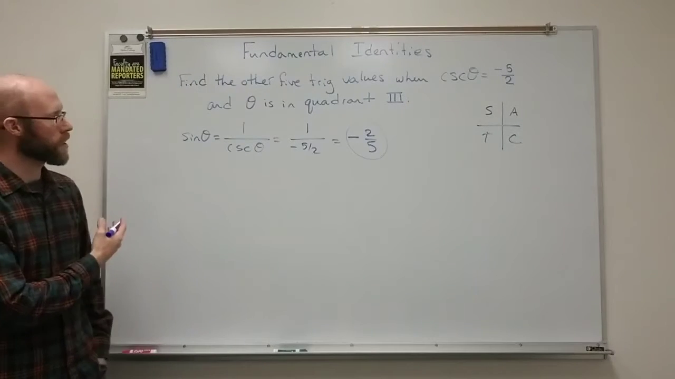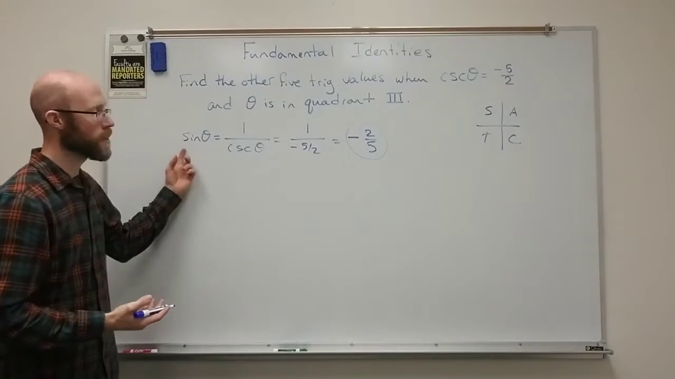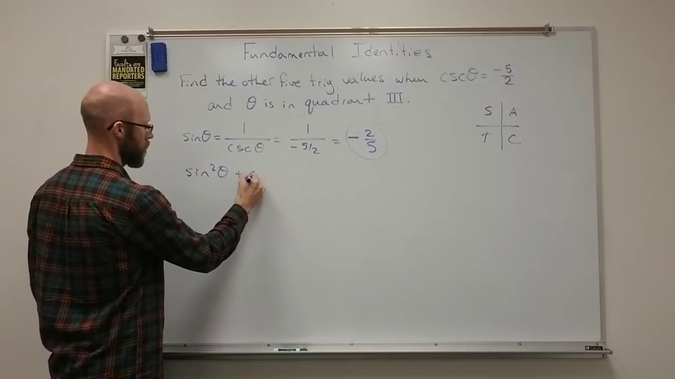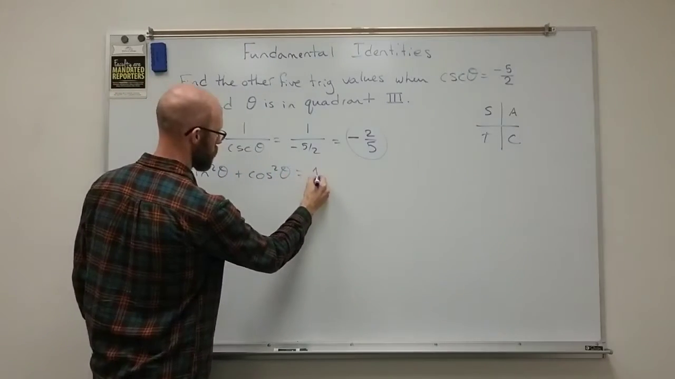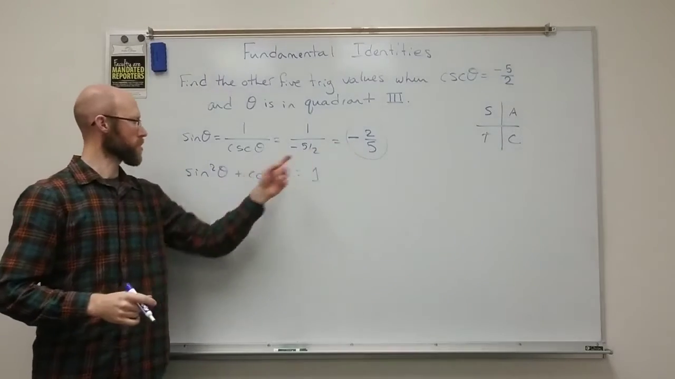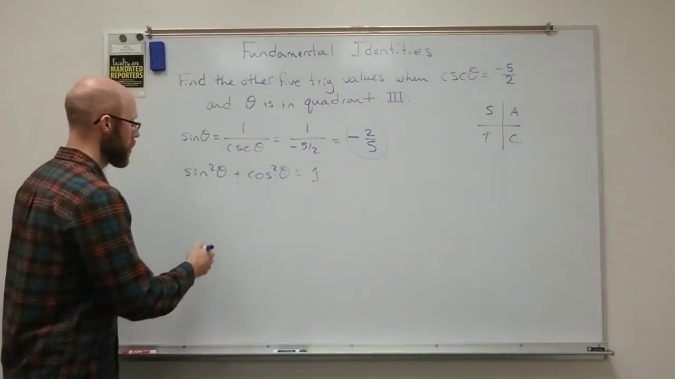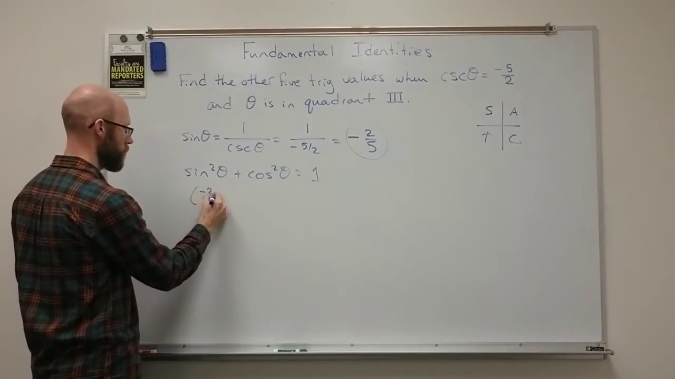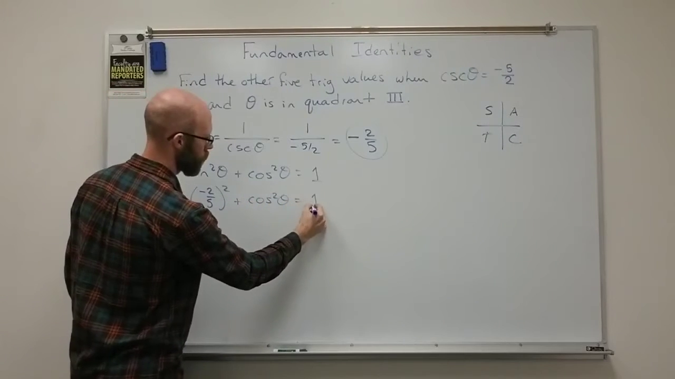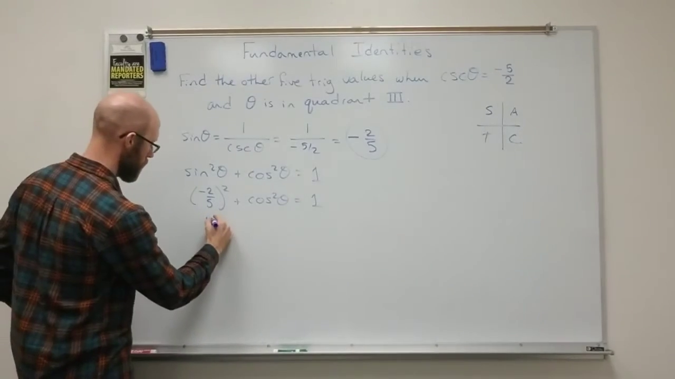From that, I can also determine the cosine. Once I know the sine, I know that the sine squared plus the cosine squared is equal to 1. So I could use the Pythagorean identity, plug in the sine, square it, and solve for the cosine. So sine squared would be -2/5 all squared plus cosine squared equals 1. -2/5 squared is 4/25.